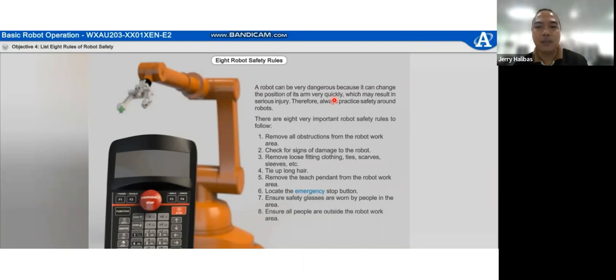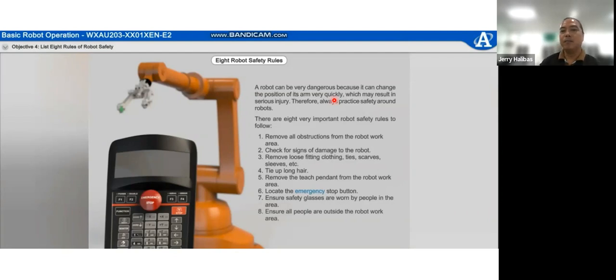So, number 1 is remove all obstructions from the robot work area. Okay? The robot is going to move, so as much as possible, let us clear the area of any obstruction before use. Then number 2 is check for signs of damage to the robot. It's possible that there is damage to the servo or the robot itself, so you check it before using it.